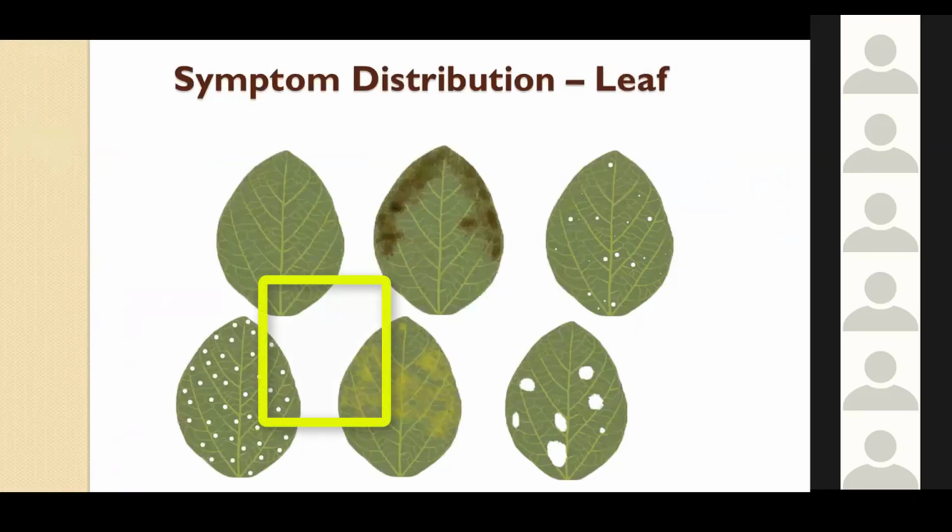Something like this, where we have a lot of spots that are all about the same size in a fairly uniform pattern, is a good indication that it's not going to be a biotic disease. Chances are this is something abiotic. Likely herbicide drift can really cause issues like this. Again, most diseases do not cause uniform injury.